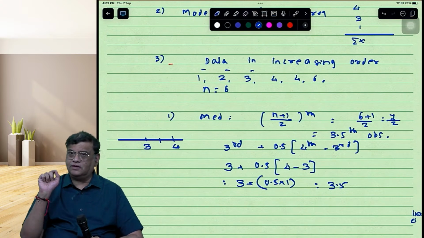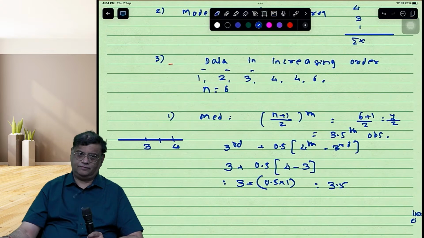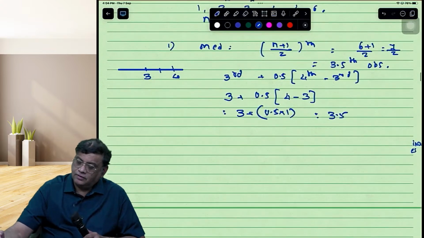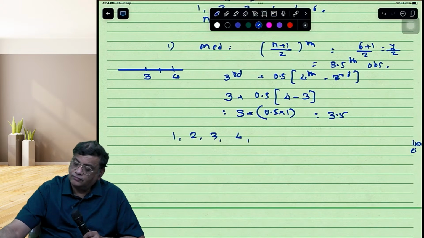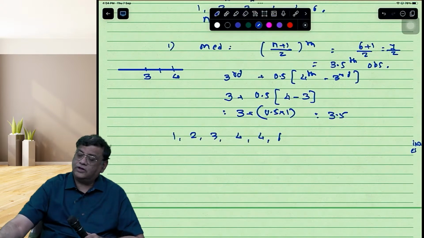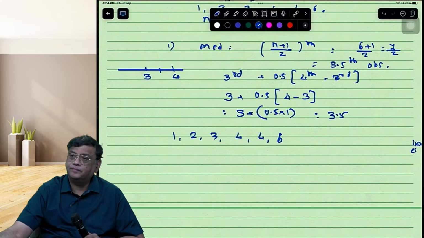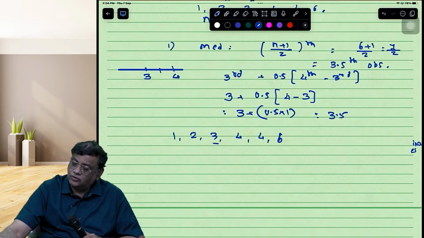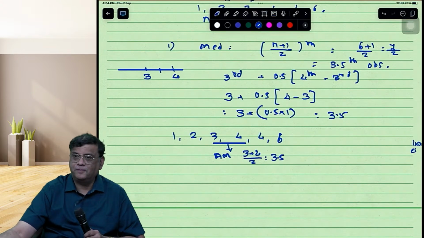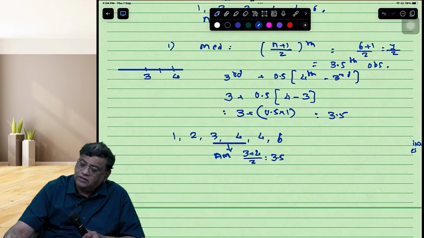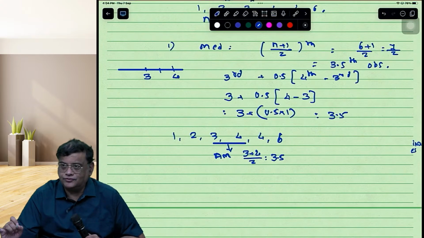There is one more way to do this. And what is that way? Tell me, 1, 2, 3, 4, 4, 6. What are the two middle observations? 3 and 4. The arithmetic mean of 3 and 4 is (3 plus 4) by 2, which is 3.5. So it is the mean of the two central values.